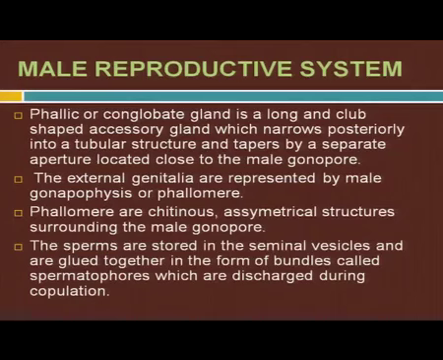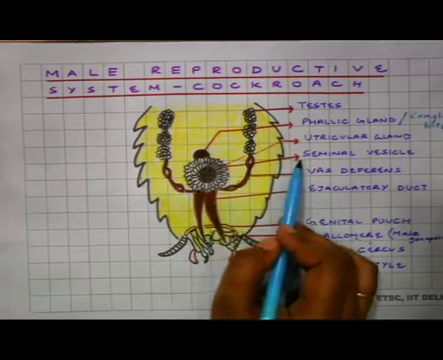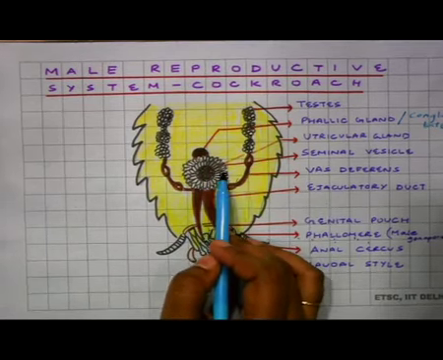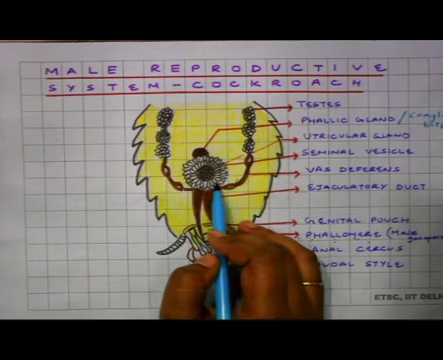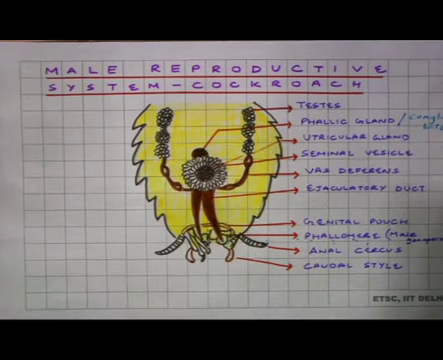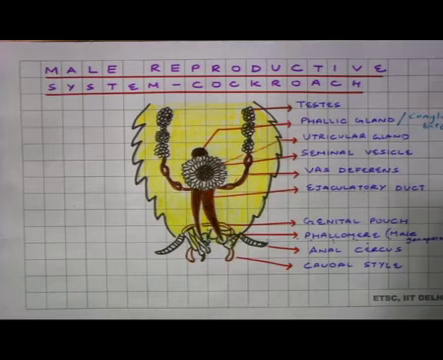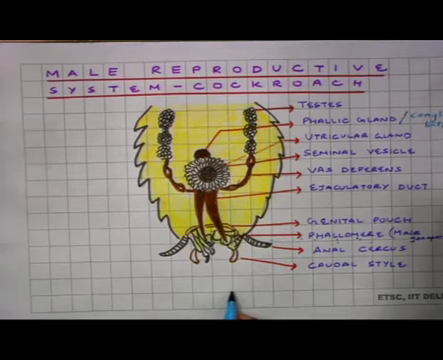The sperms are stored in the seminal vesicle. So, these are the seminal vesicles you can see as a part of this gland. The seminal vesicles store the sperms and glue them together in the form of bundles known as spermatophores, and these spermatophores are discharged during the process of copulation. So, this is all about the male reproductive system of cockroach.